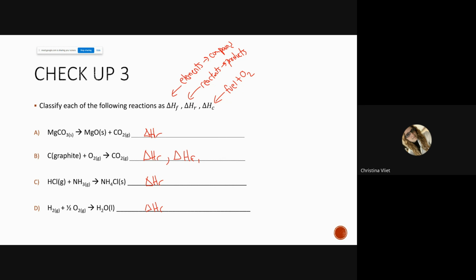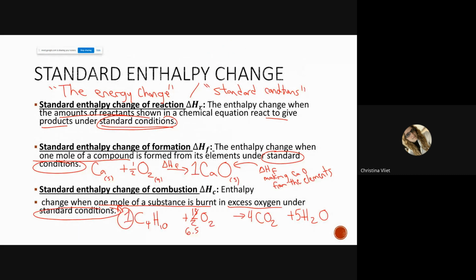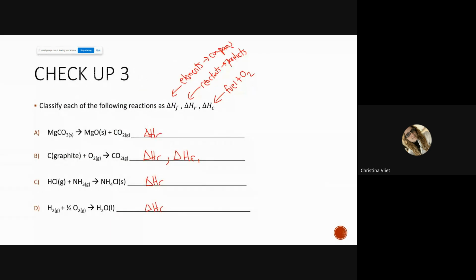Is this a delta HC? Yes, final answer, right? It is, because you took something and you mixed oxygen with it. If you go back to what it says here, oxidations are technically combustion. By definition, it says 1 mole of substance is burnt in excess oxygen. So some kind of substance, you've got oxygen with it. That makes it combustion. This is 1/2 of the story, this is the other half. But this is a delta HC.